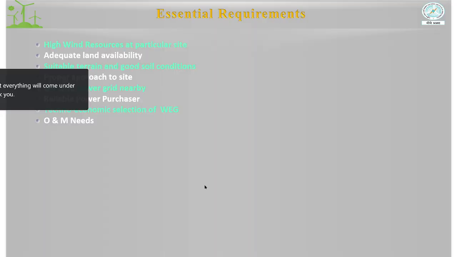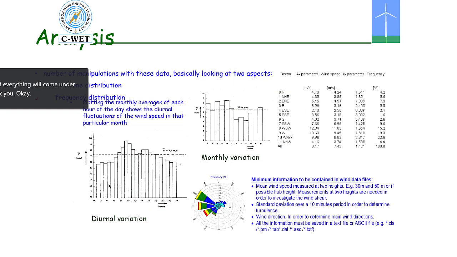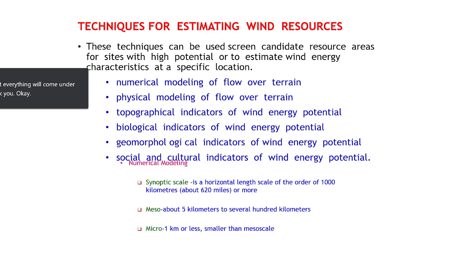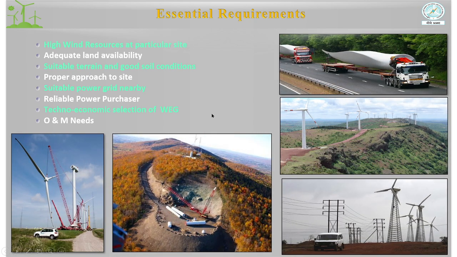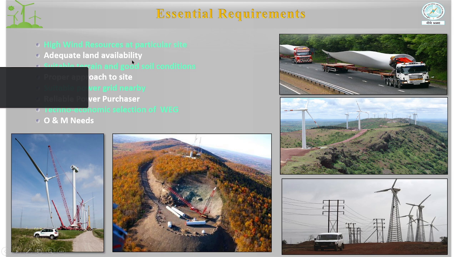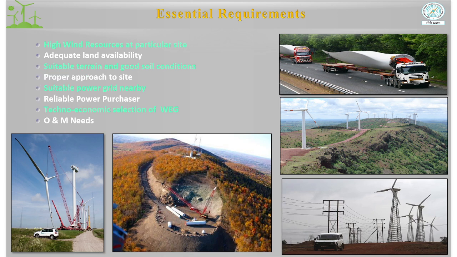Right. Essential requirements. There are essential requirements for any wind farm development. One is high wind resources at a particular site. You agree with me? Yes, sir. And then adequate land availability. Land availability means you should be able to get the land even though it is available with other people. Then suitable terrain and good soil conditions.